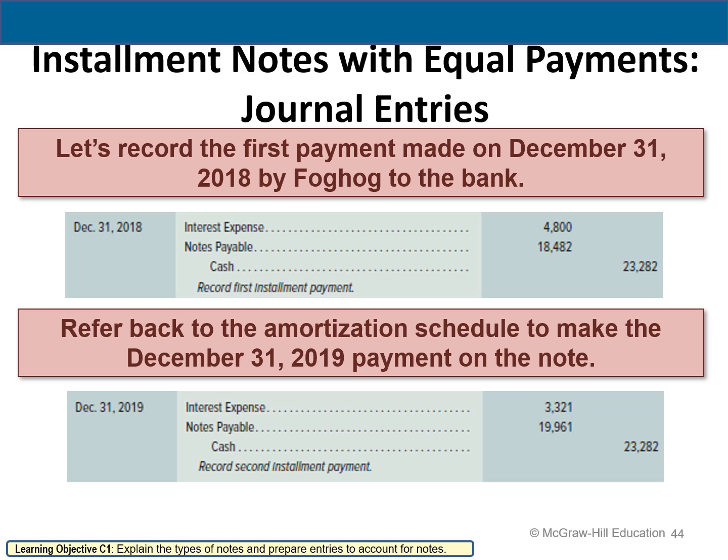And then when we make our next payment, we have our interest expense of $3,321, debit our note payable for the amount that's getting applied to principal from our payment, $19,961. We're going to credit cash for $23,282. Right?